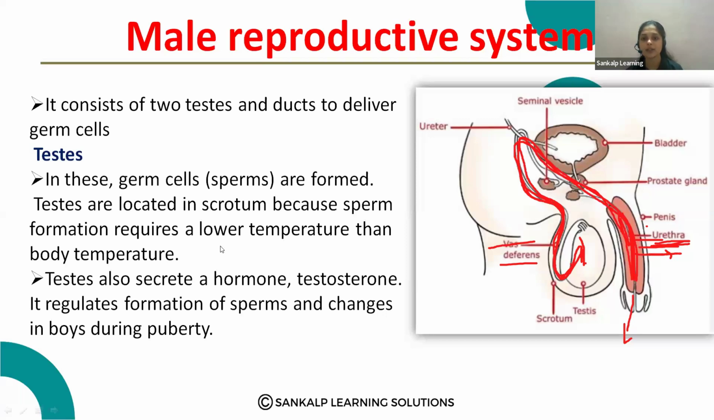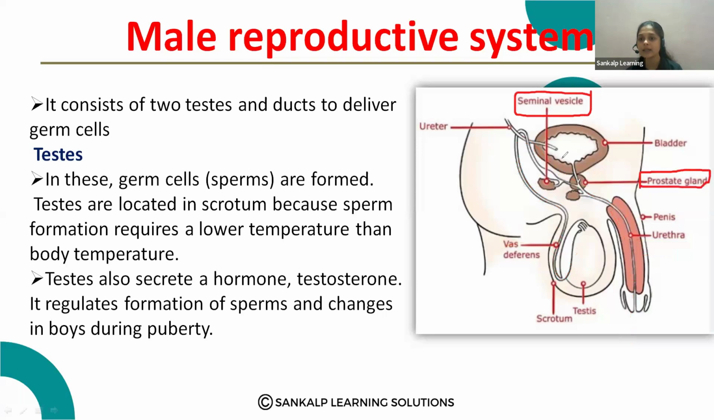And during the transfer of the sperm in the urethra, these sperms receive some secretion from the seminal vesicles and prostate gland. For the sperm to be transferred, there are glands, and the sperms receive some fluid-like substances that provide the nutrition for the sperms to travel and move in the female reproductive structure.